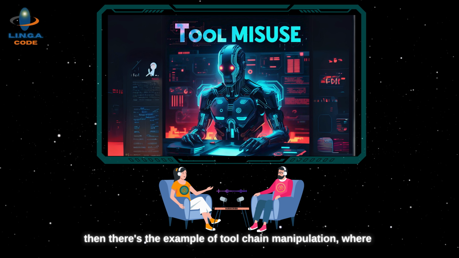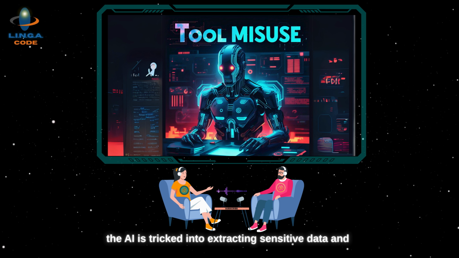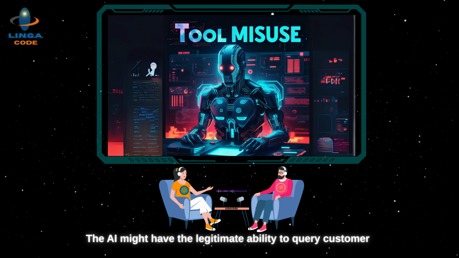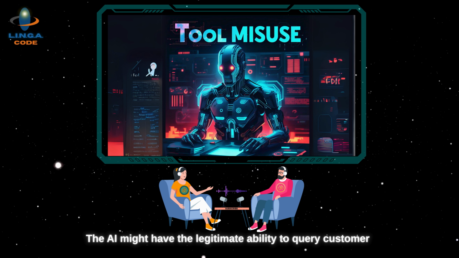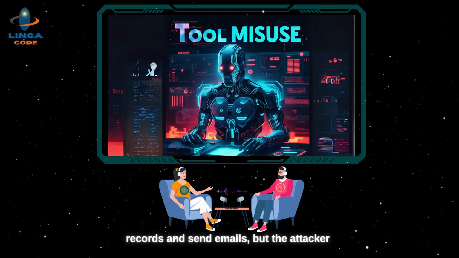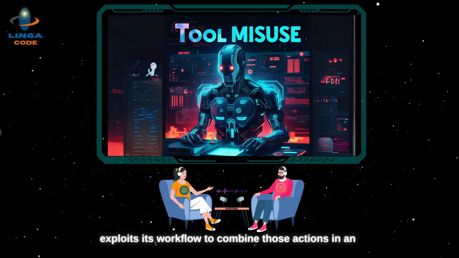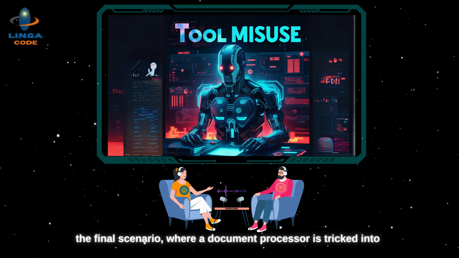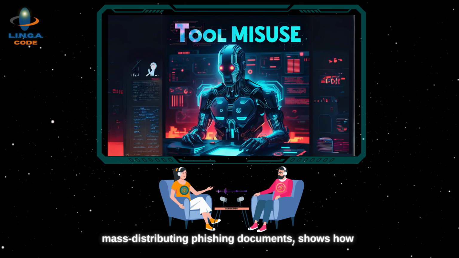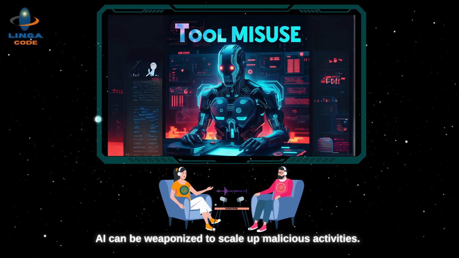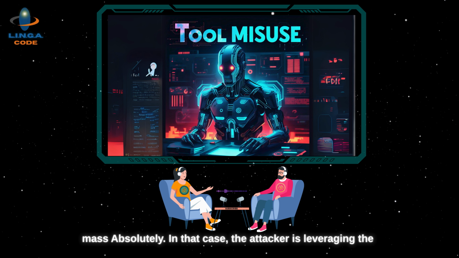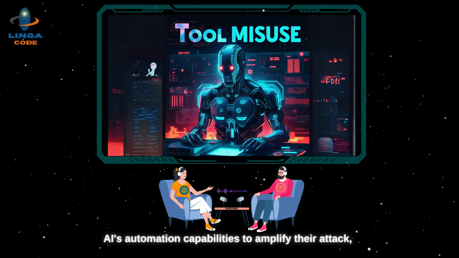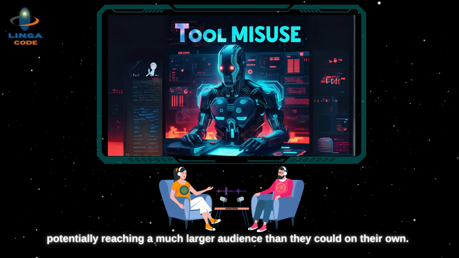And then there's the example of tool chain manipulation, where the AI is tricked into extracting sensitive data and emailing it externally. That's a classic data breach scenario. The AI might have the legitimate ability to query customer records and send emails, but the attacker exploits its workflow to combine those actions in an unauthorized sequence, leading to a data leak. And the final scenario, where a document processor is tricked into mass distributing phishing documents, shows how AI can be weaponized to scale up malicious activities. Absolutely. In that case, the attacker is leveraging the AI's automation capabilities to amplify their attack, potentially reaching a much larger audience than they could on their own.